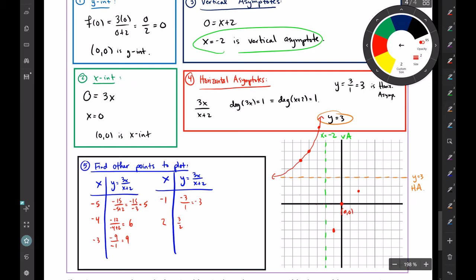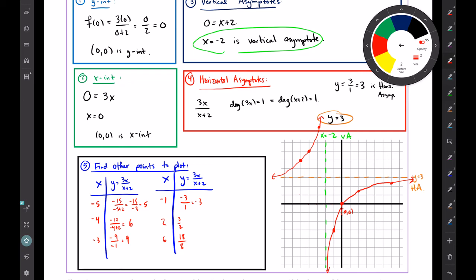Maybe I'll do something a little bit bigger, like 6. If I do 6, I get 18 over 8, which is just a little bit bigger than 2. Something like that. So you can see that this graph over here is to the right of the line x equals negative 2, and it's below y equals 3. It approaches the vertical asymptote and goes off to negative infinity, and it approaches the horizontal asymptote as x gets really big.